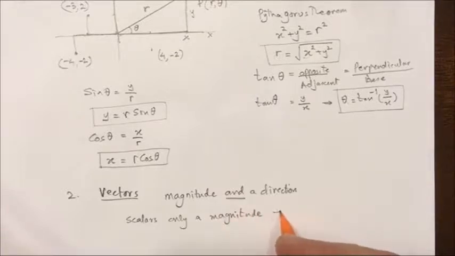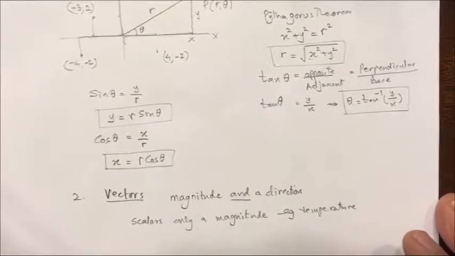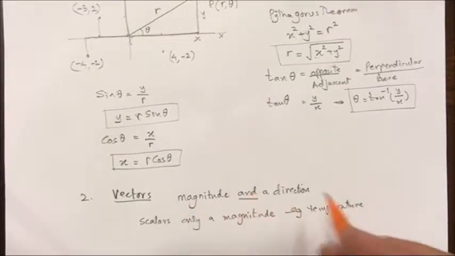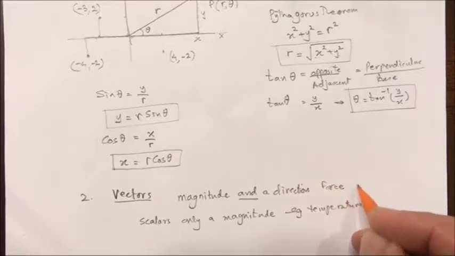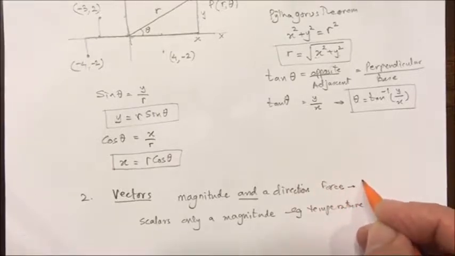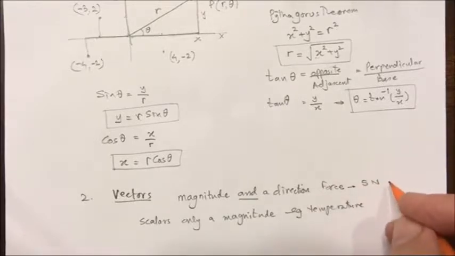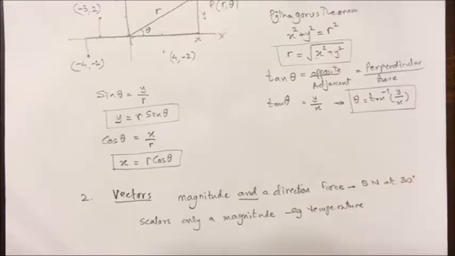For example, temperature. Temperature may be 60 degrees or 70 degrees or 80 degrees, but there is no direction attached to it. It's just a value. But if we talk in terms of a force, then we should say that the force has a magnitude of, for example, 5 newtons, but in what direction? And so we say at an angle of 30 degrees with the positive x-axis.